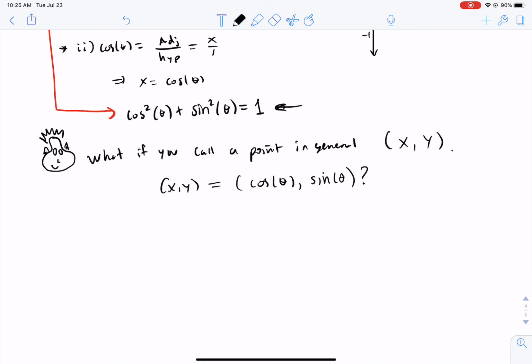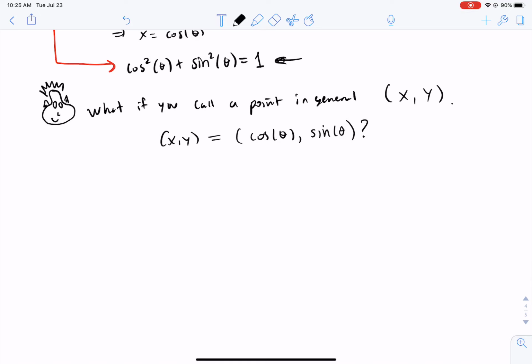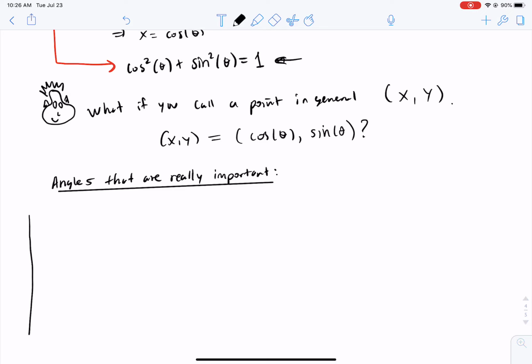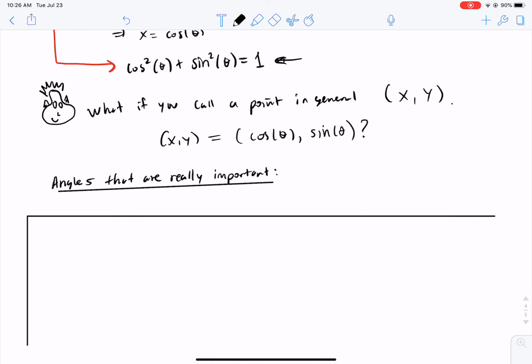For now, let's go back to right triangles, right? Right triangles. So these are angles that are really important. And we talked about these last time. So I'm going to create the little table that we did last time. And in this table, we're going to put the values of these trigonometric functions that we just talked about.